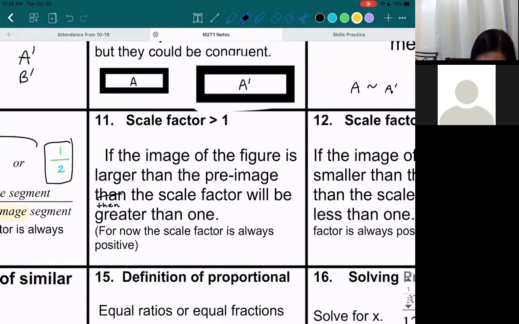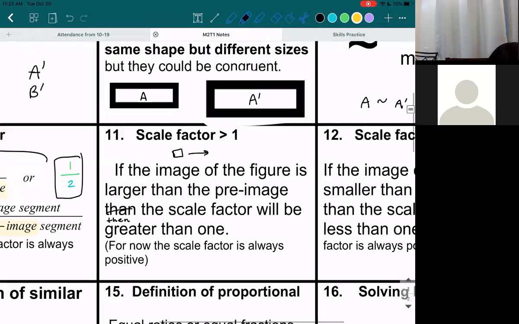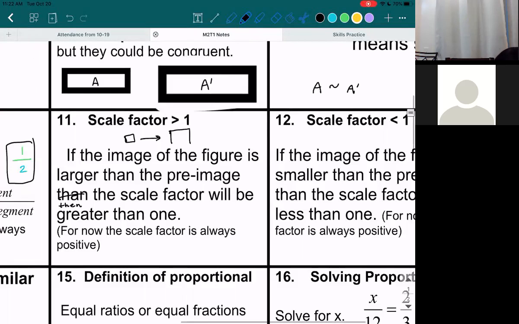Then the scale factor will be greater than 1. For now, the scale factor is always positive. So that means if your pre-image was like a tiny little box and then it became a bigger box, this is a scale factor that's larger than 1. Okay, so your pre-image is tiny, your image is large, then your scale factor is bigger than 1 because it got bigger.